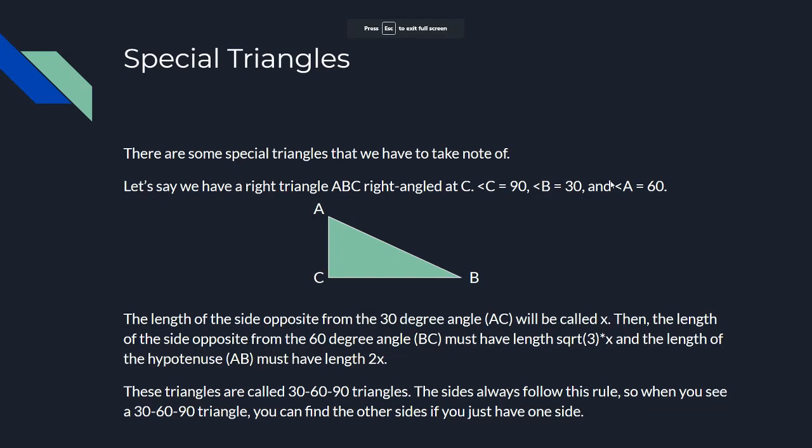There are also some special triangles that we have to take note of. Let's say we have a right triangle ABC right angled at C. So angle C equals 90, angle B equals 30, and angle A equals 60. The length of the side opposite from the 30-degree angle, or AC, because angle B will be 30 degrees, will be called X. Then the length of the side opposite from the 60-degree angle must have length square root 3 times X, and the length of the hypotenuse must have length 2X. These triangles are called 30, 60, 90 triangles, and the sides always follow this rule. So when you see a 30, 60, 90 triangle, you can find the other sides if you just have one side.